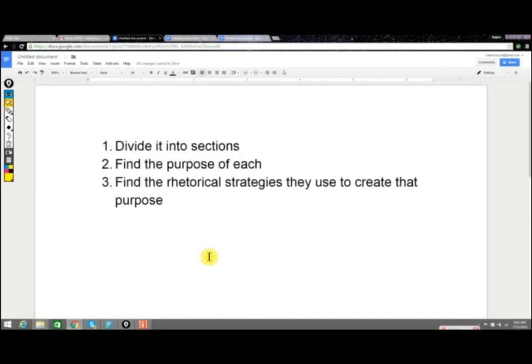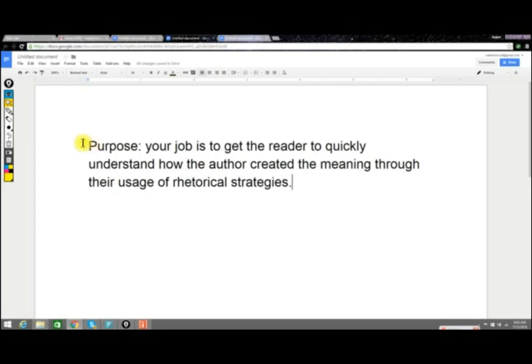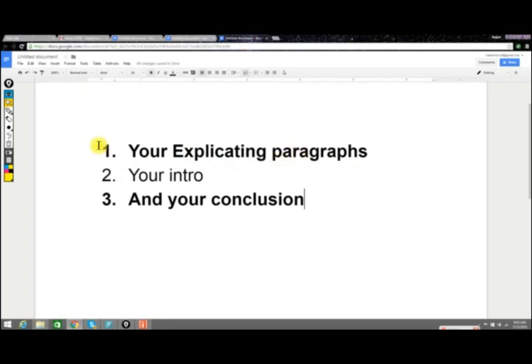Now I'm going to teach you how to write it. In an explication, your purpose is to get the reader to quickly understand how the author created the meaning through their usage of rhetorical strategies. Make sure that you're doing this. If you're summarizing your piece, saying the author uses kind of cool words over here, and he's kind of mean over here, and that's it, your grade's going to be bad. Just get them to understand how the meaning is created through the usage of rhetorical strategies. Don't just slap the rhetorical strategies up there. I'm going to go over how to write your explicating paragraphs, your intro, and your conclusion, in that order.